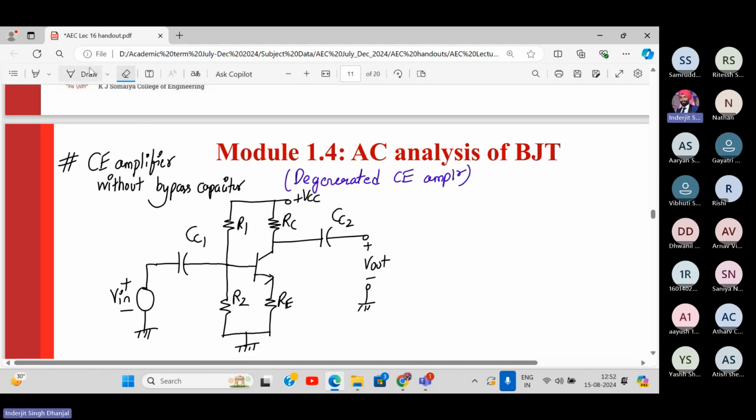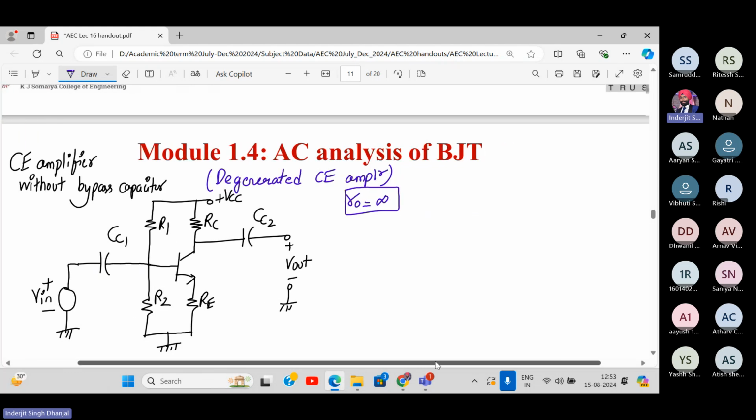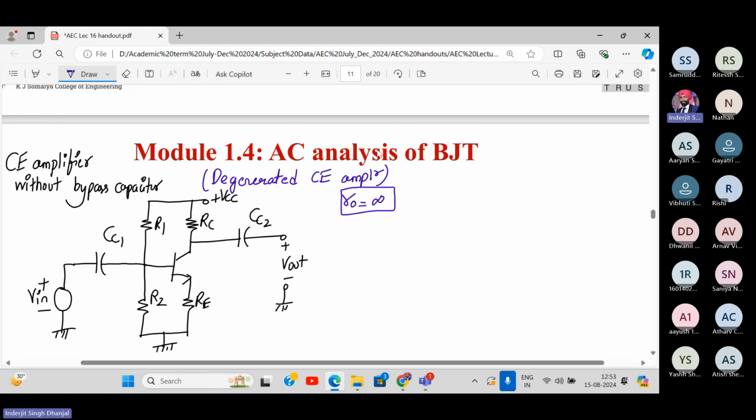So let's do that. For the analysis, we assume RO is infinite. RS is also not present over here. I'm not deriving the derivation, but directly writing the formulas. I'll show you the derivation later because it is a lengthy derivation.